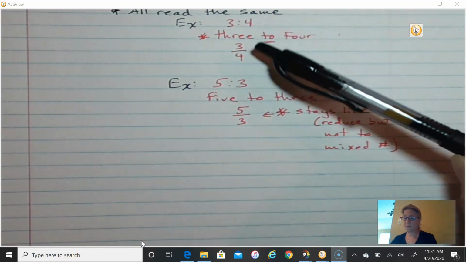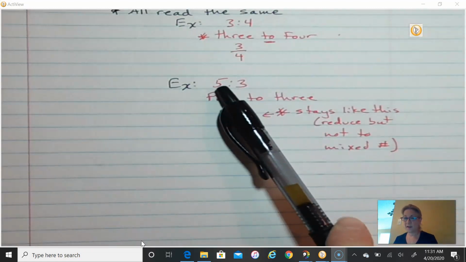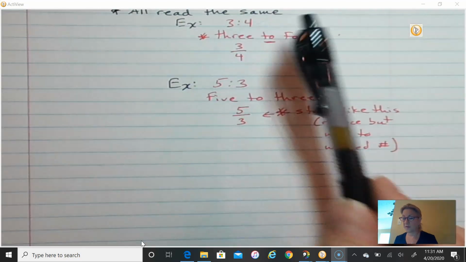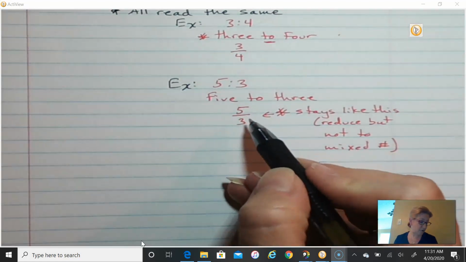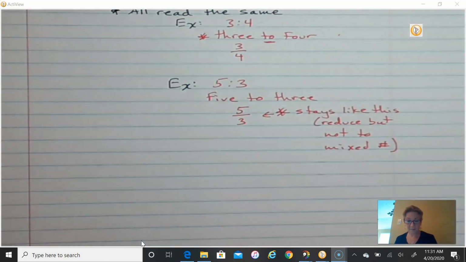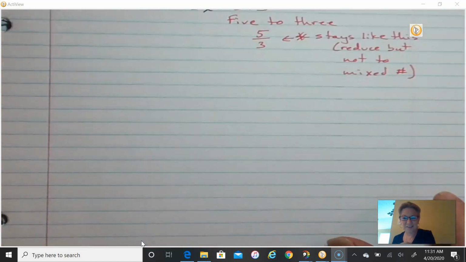Remember, three ways of writing it. It's all read the same, 5 to 3, 3 to 4. It's that word "to" right there, okay? You can have a larger number on top. It's a-okay. All right, so let's get started on some examples, and I'm going to set y'all free because this stuff isn't bad.